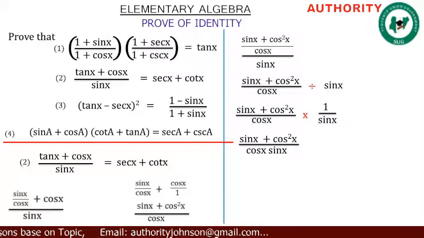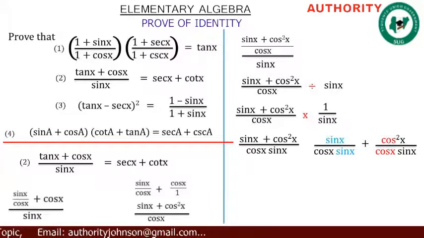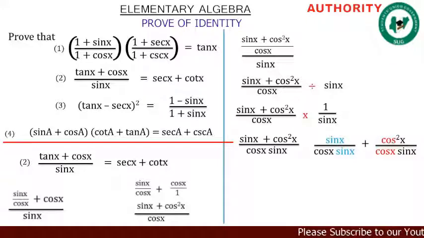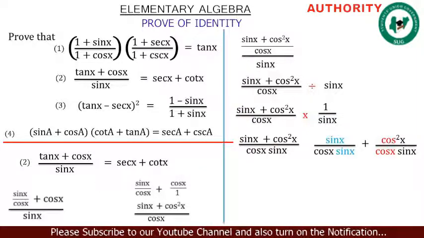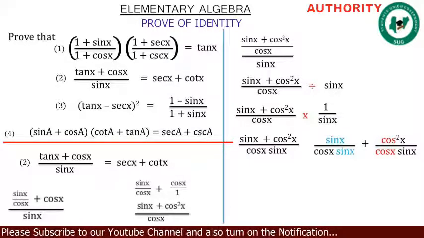We can split this into 2. So when we split this into 2, we are going to have sine x all over cos x sine x plus cos squared x all over cos x sine x. So these two terms combined together still give you sine x plus cos squared x all over cos x sine x. Okay, now we have sine x all over cos x sine x. Sine x in the numerator divided by sine x will give you 1, and sine x in the denominator divided by sine x will give you 1 times cos x. So we're going to have 1 all over cos x remaining.